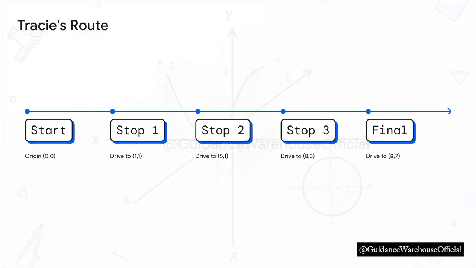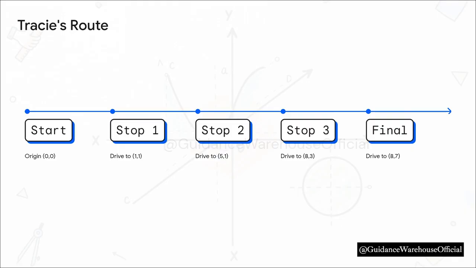Let's connect this abstract math to real life with an analogy. Imagine Tracy is running errands, driving from Elmhurst to Franklin Park. We're going to place her starting point right at the origin, (0, 0). She drives block by block on a rigid city grid. First, she goes to coordinate (1, 1), then east to (5, 1), then over to (8, 3), and finally north to her destination at (8, 7).